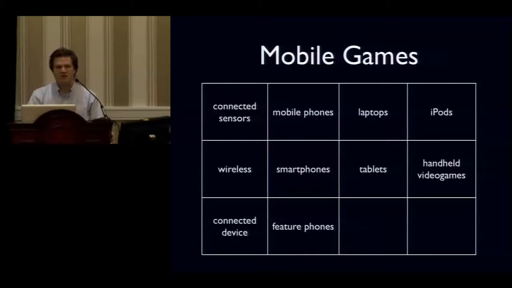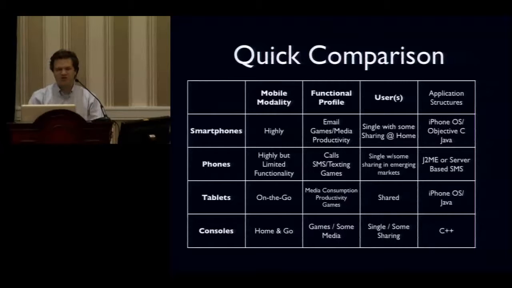So it's important to understand not only where things are today, but where there are bastions of work to learn from. When you look at comparisons of some of these, you can look at the modality of mobility, their functional profile in terms of what people are really doing with these things, what kinds of users are on them, and whether or not these are shared devices. And shared can mean a couple of things. So think about a tablet. It might be shared amongst a household.